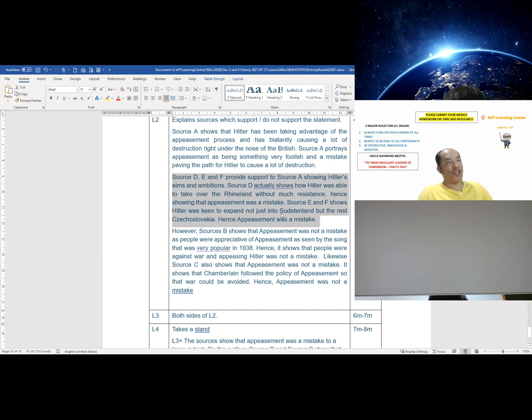Source D actually shows how Hitler was able to take over the island without much resistance, and hence showing that the appeasement was a mistake. Source E and F show Hitler was keen to expand not just to the Netherlands, but the rest of Czechoslovakia. Hence, appeasement was a mistake.